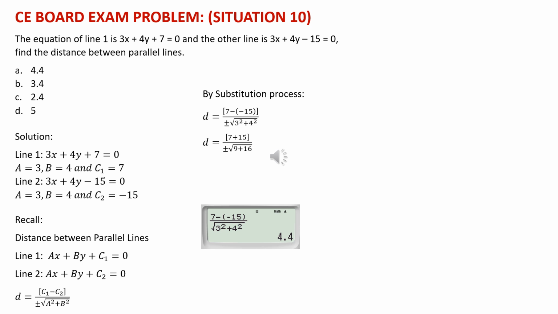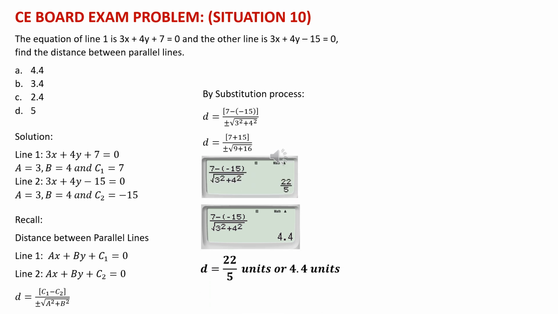And then afterward, by substitution, using the formula of distance between parallel lines, we can now start calculating using our calculator. Finally, our final answer to this CE board exam problem is 22/5 units or 4.4 units.